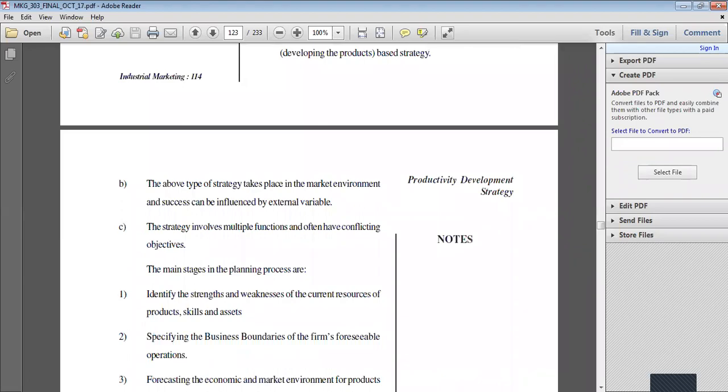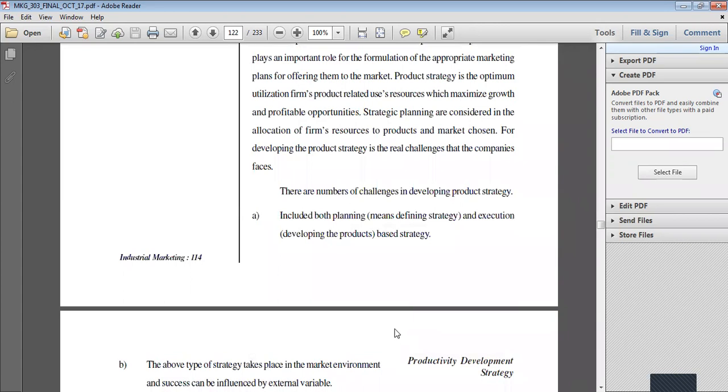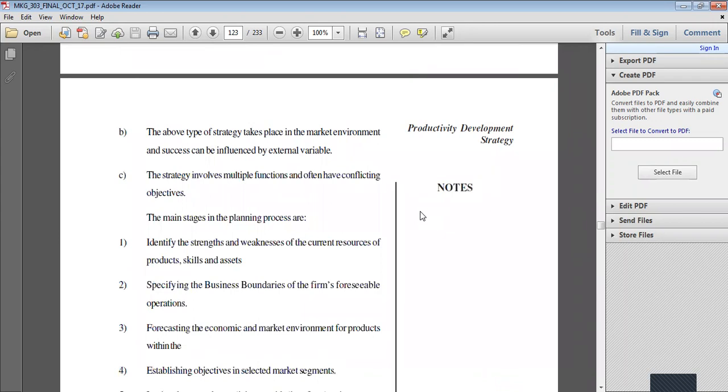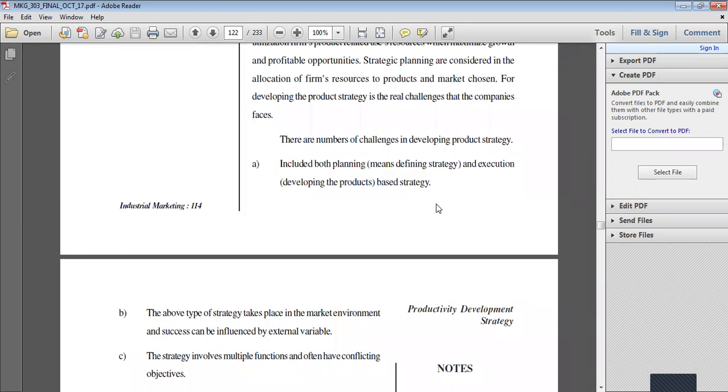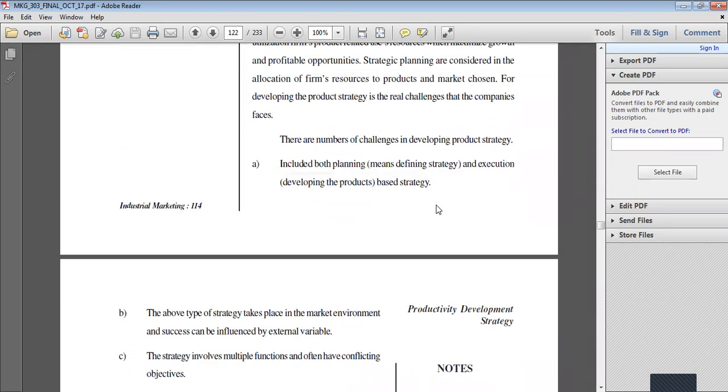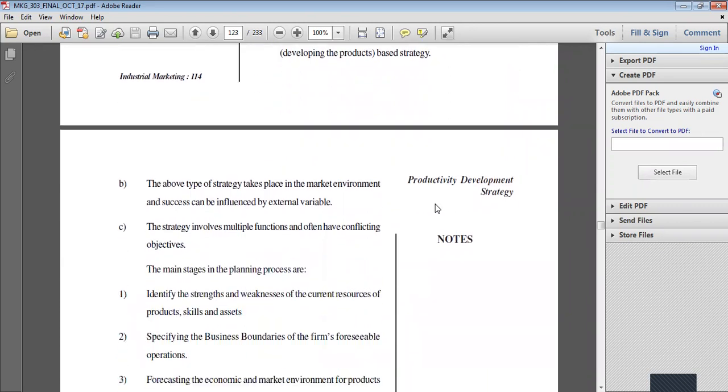First, include both planning and execution based strategy. And second, identify the three strategies that you can have in there, including both planning and execution based strategy.